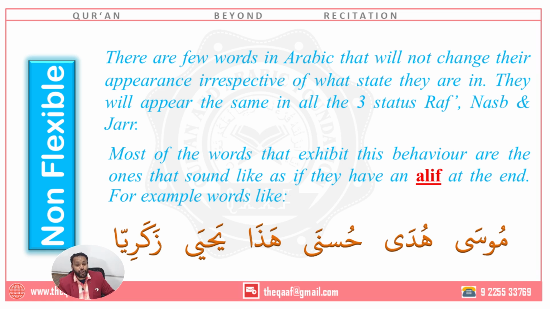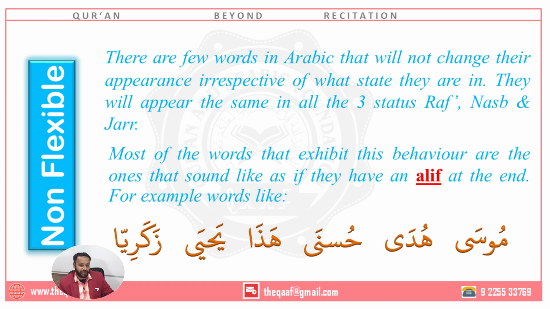For example, Bushra. I see a student also here, right? Is there a Bushra student? I think. Anyway, so Bushra. Did you hear the A sound? Yes. Bushra is a non-flexible word. Musa, non-flexible word. Isa, non-flexible word. Haza, non-flexible word. So every time you hear this A sound, as if the alif is there, you will get a clue this might be a non-flexible word, as you see on the screen. Musa, Huda, Husna, Haza, Yahya, Zakaria. These are all non-flexible words.